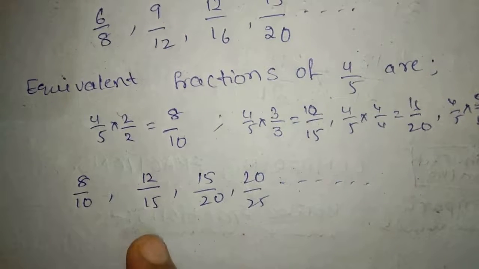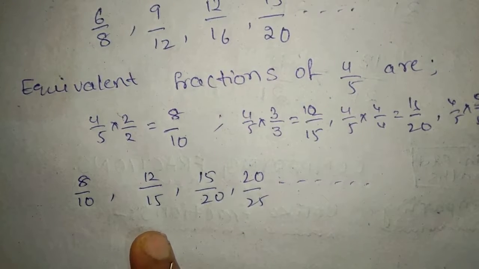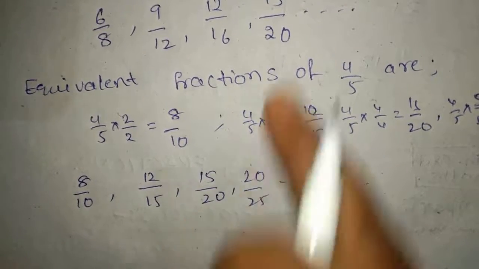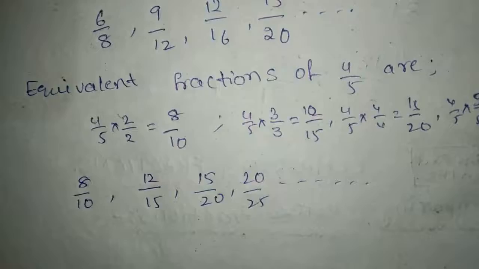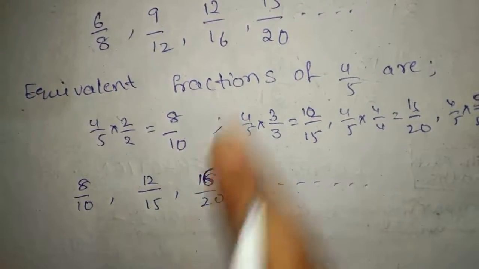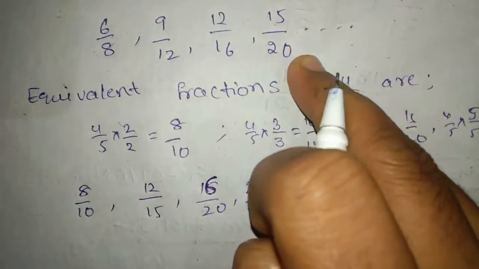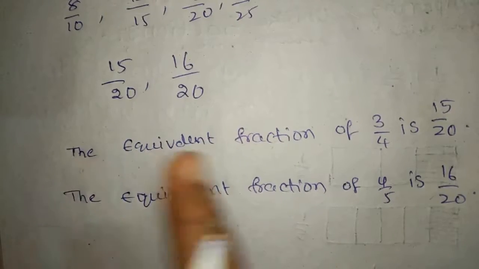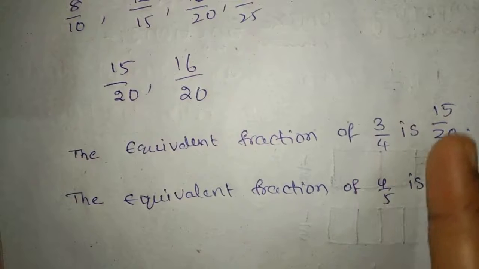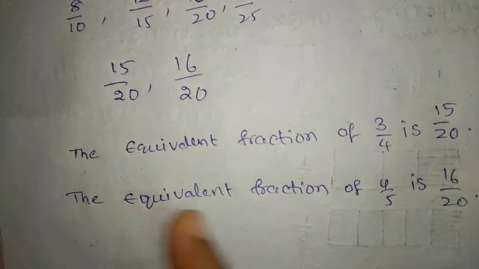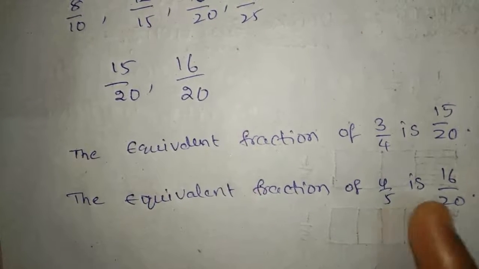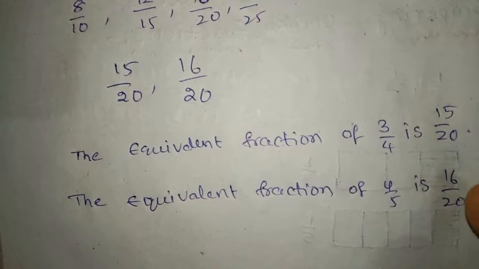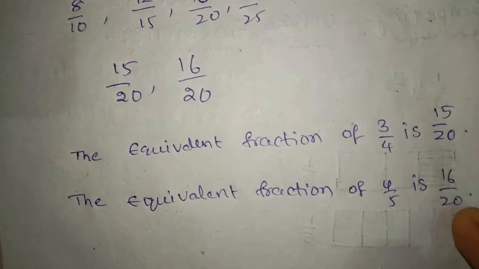Now let us find the equivalent fractions with the same denominators. We can find that here 16 by 20 and here 15 by 20. These are the same denominators. The equivalent fraction of 3 by 4 is 15 by 20. The equivalent fraction of 4 by 5 is 16 by 20. Here these two denominators are the same.